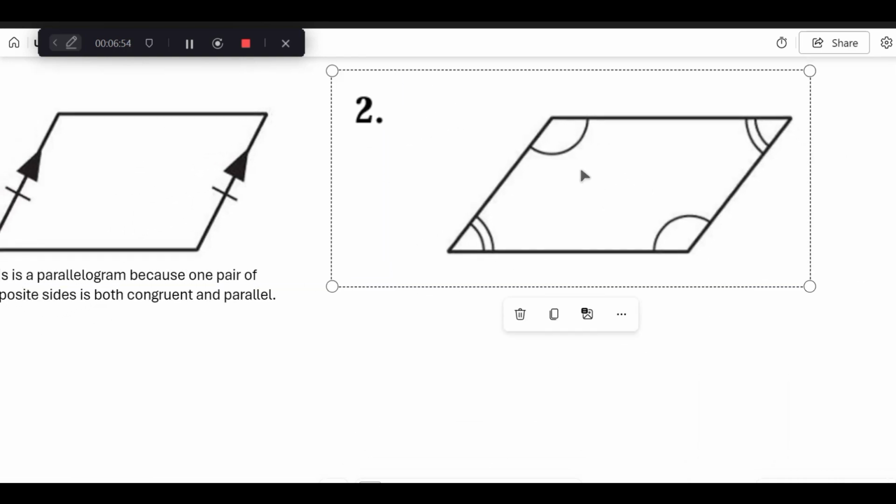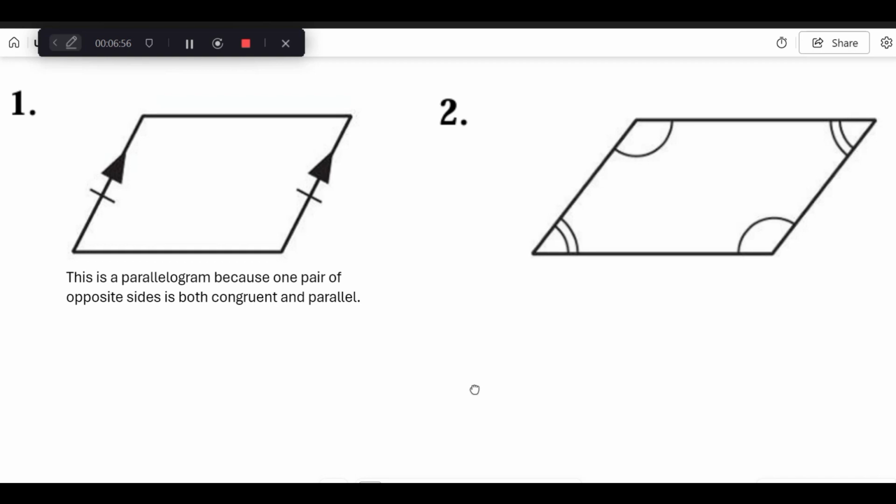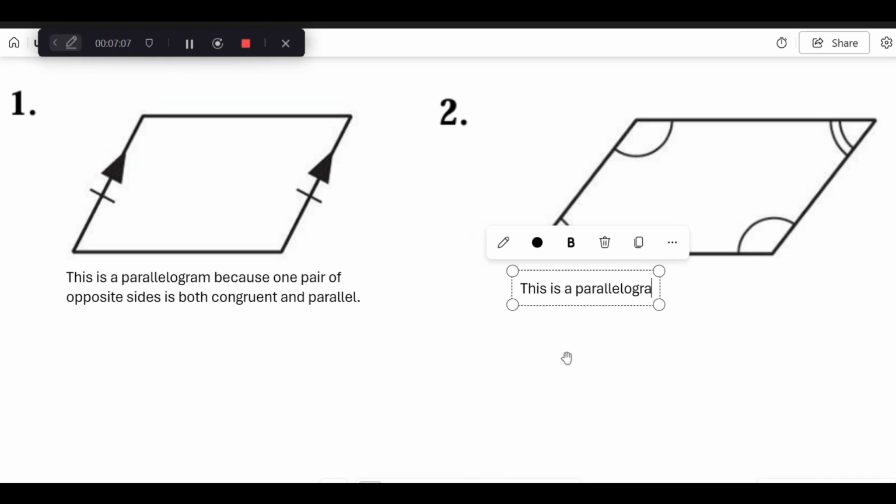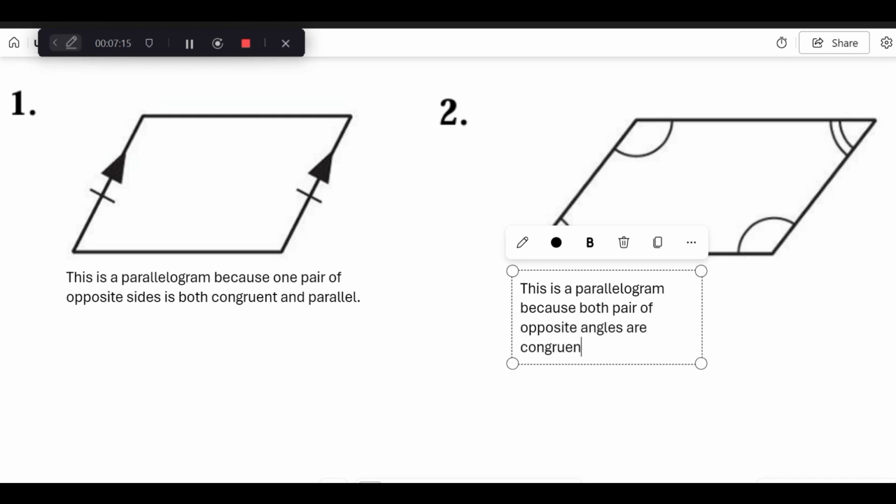How about in the case of number 2? Both pairs of opposite angles are congruent. So this is a parallelogram because both pairs of opposite angles are congruent. Right, they're marked congruent.